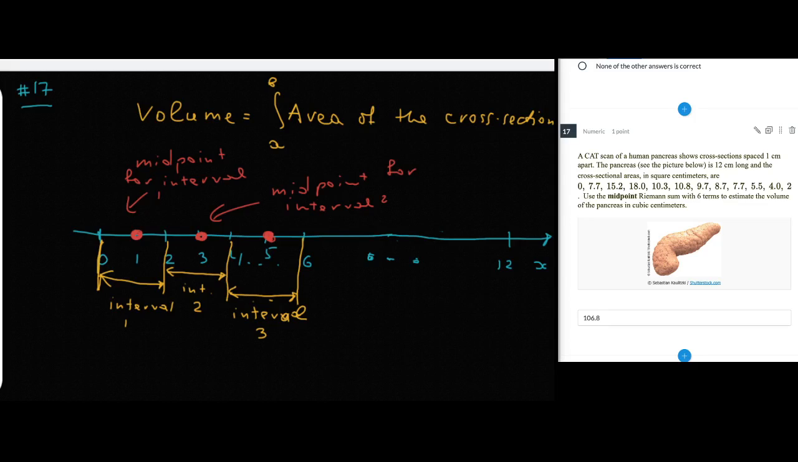Let's turn now to problem 17. In this problem, we are given the areas of cross sections of a pancreas that are equally spaced apart. Namely, they're spaced 1 centimeter apart. And the pancreas in the CT scan is 12 centimeters long. We have 13 cross-sectional areas spaced out 1 centimeter each.